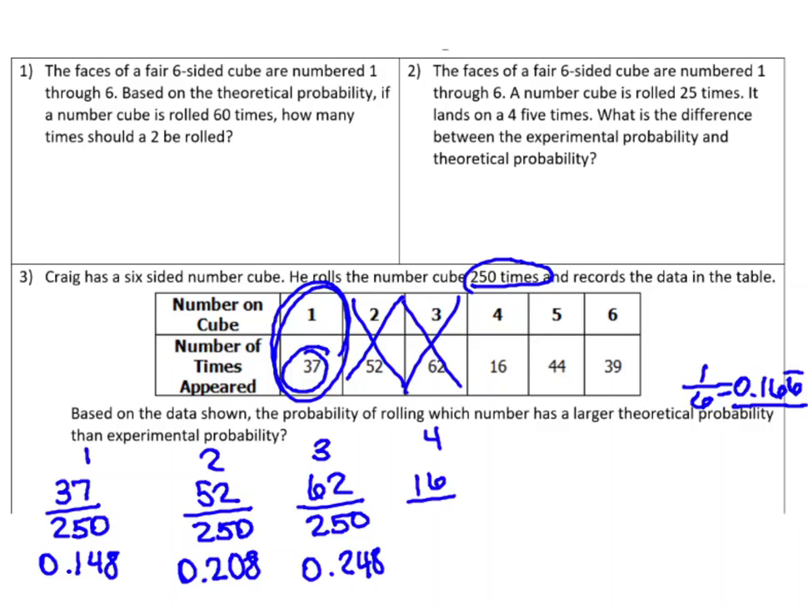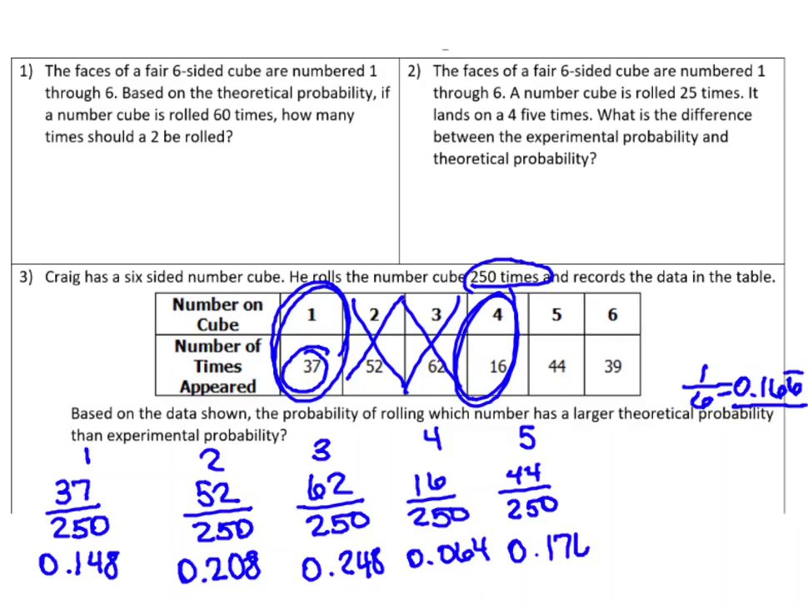Rolling a 4 is 16 out of 250. I'm going to bet it works because 37 did, and yes it did, 0.064. So that one is smaller. 37 worked. I wonder if 44 is small enough to be smaller than our theoretical. 0.176. That is not smaller. 39, 0.156, and that one is smaller.